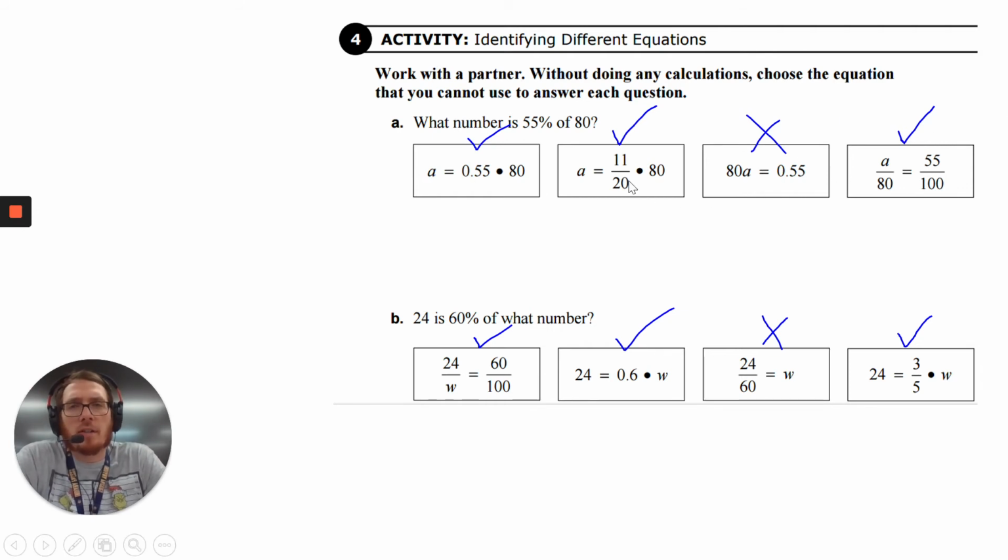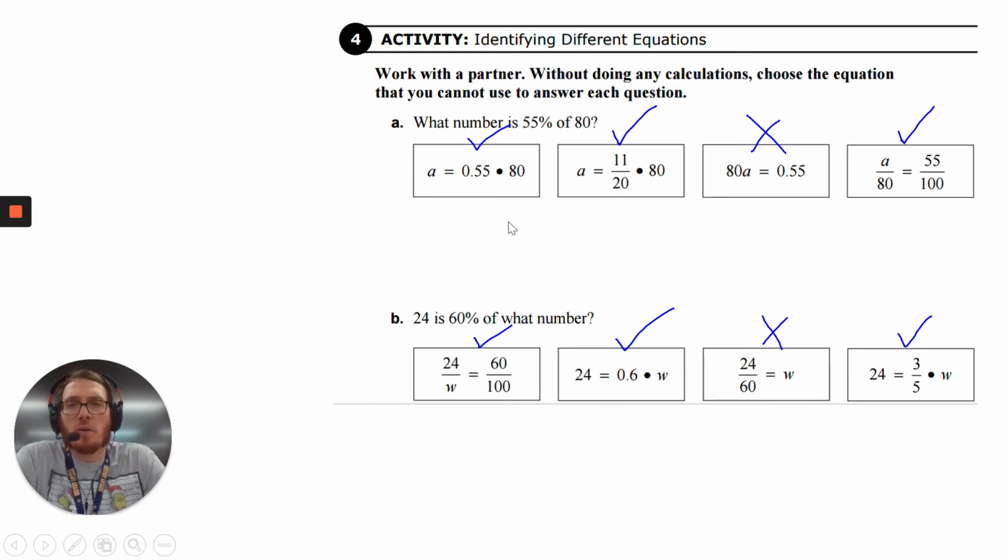Okay, so here's a good example of a style of question, just to see the different ways that you can set something up. What number is 55% of 80? Let's start with the far right one. A over 80 is 55 over 100. That one would be true because the part over the whole, part out of 80, is 55 out of 100. So this one definitely works.